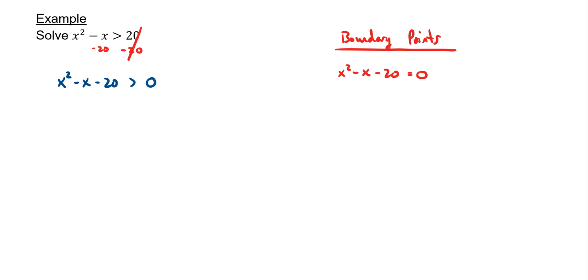We hope that we can factor. It does look like this factors to x minus 5 times x plus 4. Set both of these factors equal to 0 separately. We get negative 4 and positive 5.